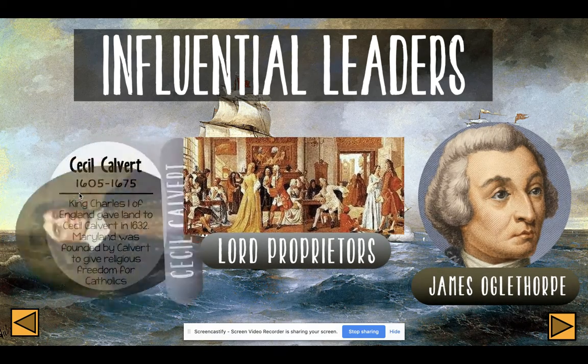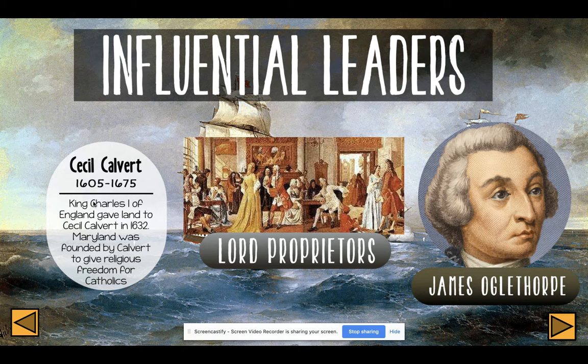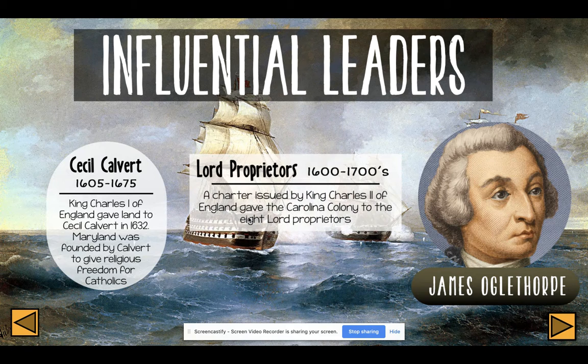So Cecil Calvert was given land by King Charles I in 1632, and he founded Maryland because he felt that Catholics should have religious freedom. So some wanted, for example, Pennsylvania, they wanted all different religions, and in Massachusetts, they wanted Puritan and Pilgrim religions. Cecil Calvert in Maryland wanted Catholicism. We had Lord Proprietors, so this was about 8 rich guys. These guys were loaded. So King Charles said, here, you rich guys, go found North Carolina and South Carolina.